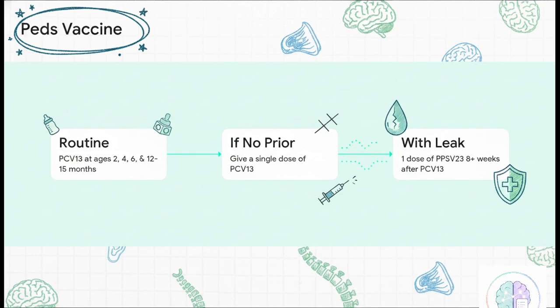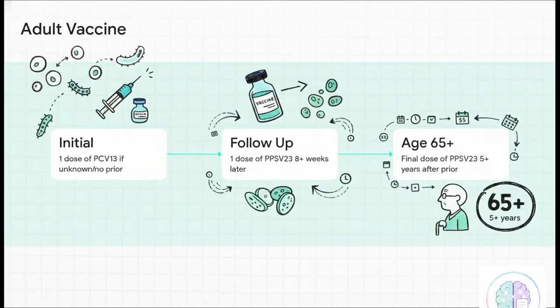But here is the mandatory part for the leak itself. They must get 1 dose of PPSV23, which is Pneumovax, exactly 8 weeks or more after any prior PCV13 dose. No exceptions. The adult protocol is slightly different. If a patient is 19 or older with a leak and their history is spotty or totally unknown, start them with 1 dose of PCV13. Just like the kids, you follow up with 1 dose of PPSV23 at least 8 weeks later.